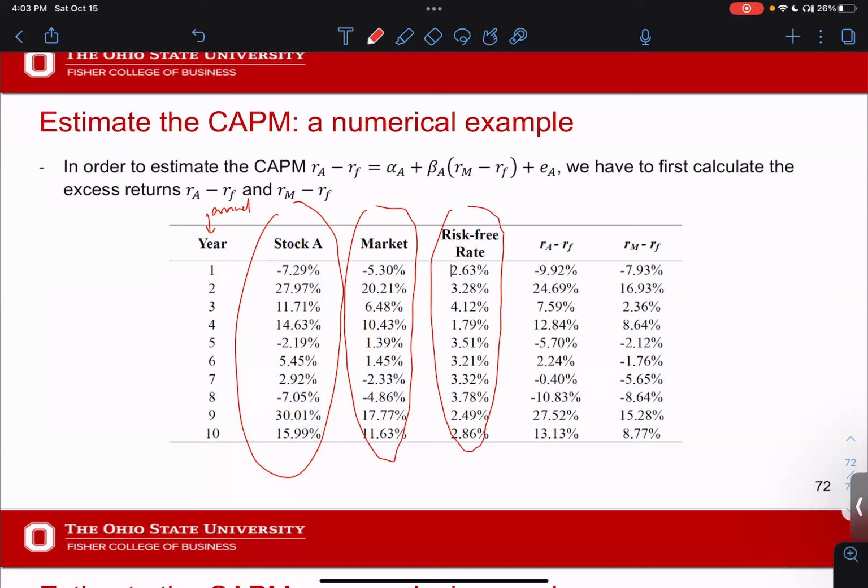And again, because when you want to estimate the CAPM, you want the excess return on stock A and on the market. So you use RA, this column, minus the risk-free rate, this column, to get this column. And for the market excess return, use the market column minus the risk-free rate. You get the market excess return. And you want to use the last two columns to estimate the CAPM model.